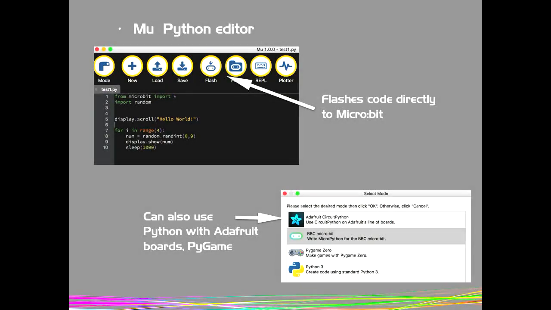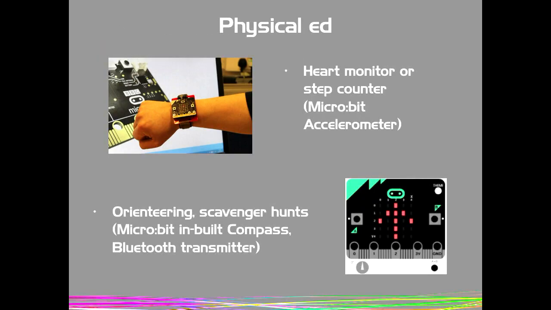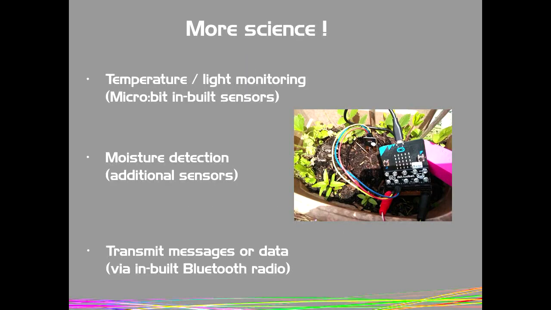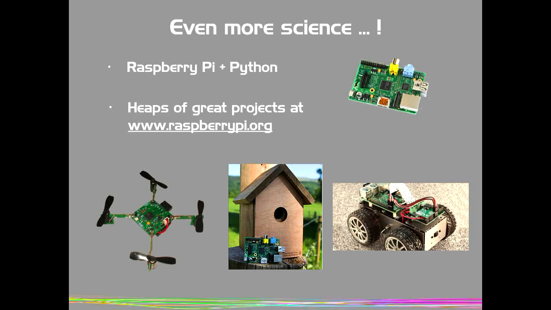All right, so, okay, the microbit can be used for all kinds of physical activity. And of course, you can use it to collect data on yourself, and you can use it to transmit data from one microbit to another. More things that you can do with it. Science, more science. And of course, there's other external devices as well.